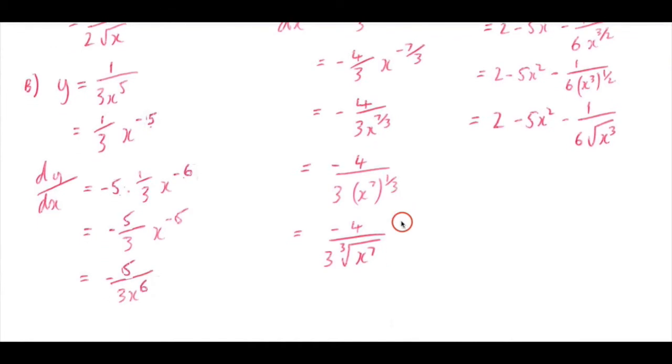And going a little bit further, I recognise that the x to the power of 7 on 3 can be written as being the third root of x to the power of 7. So overall I end up with negative 4 over 3 lots of the third root of x to the power of 7.